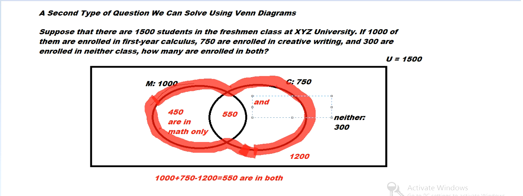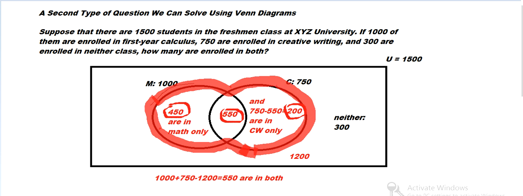And 750 minus 550 are in creative writing only. So that's 750 minus 550, that's 200. So let's check to make sure that adds up right. So we've got 200 that are creative writing only, 550 that are in both, 450 that are in math only, and none of those overlap.